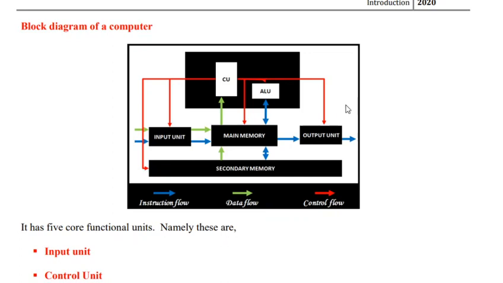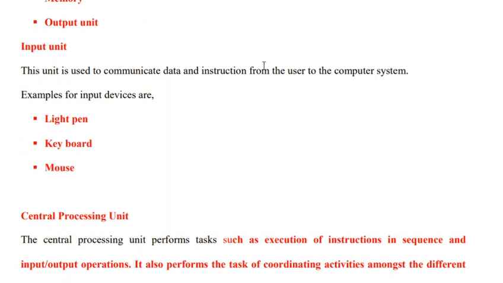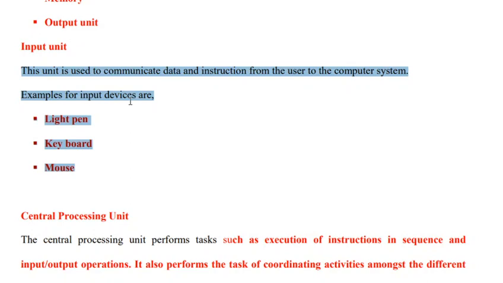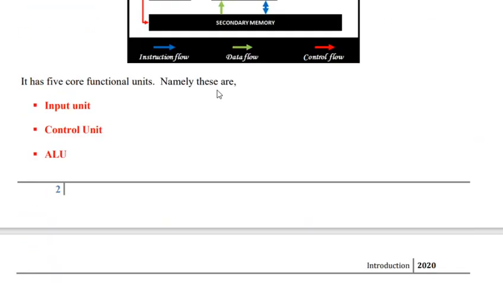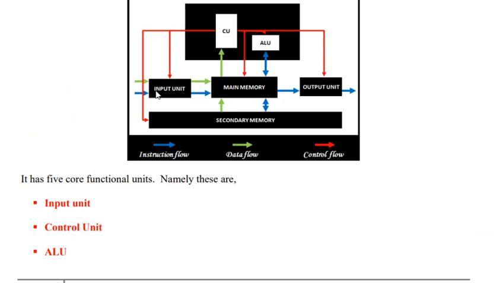Now input unit to begin with. Input unit is a unit that is capable of communicating data and instruction from the user to the computer system. The data and instruction that is read by the input unit from the user is placed in the memory, which can be later used in order to perform the desired operation. Some examples of input unit are keyboard, mouse, light pen, and so on.